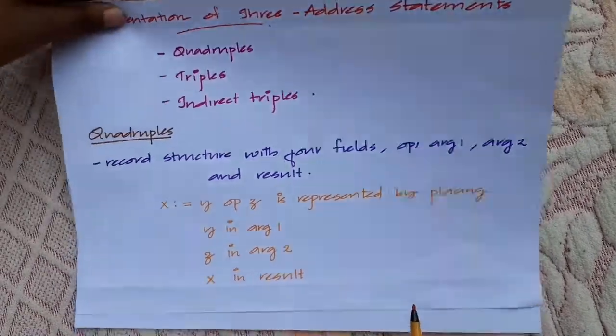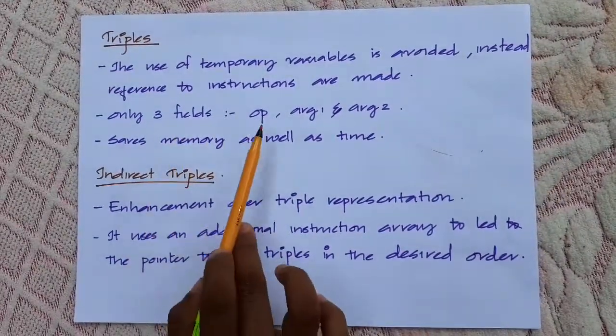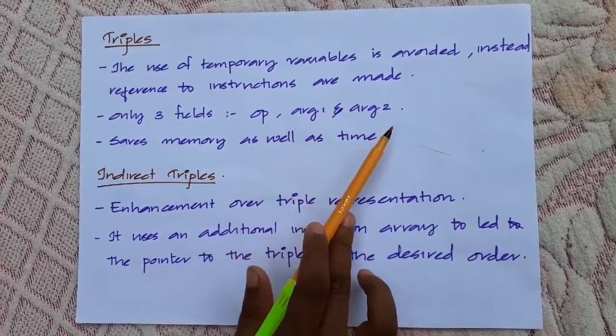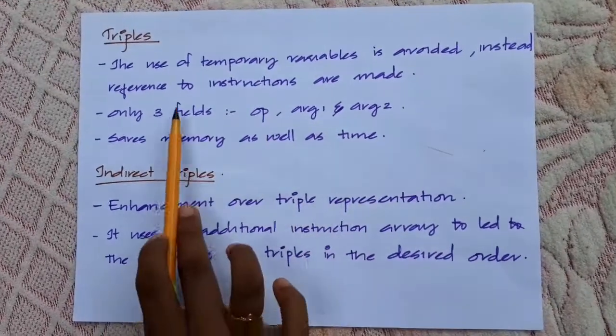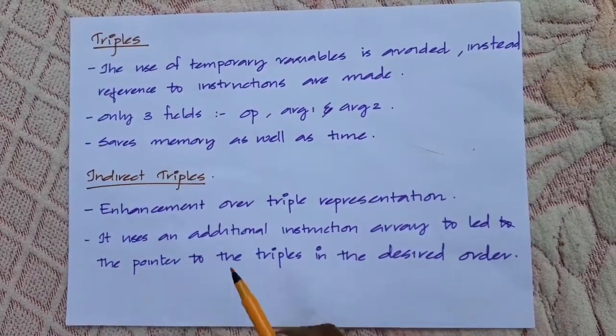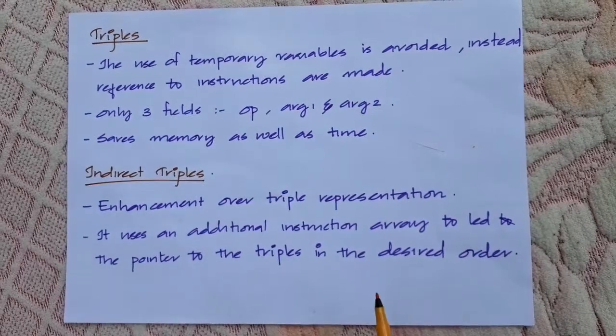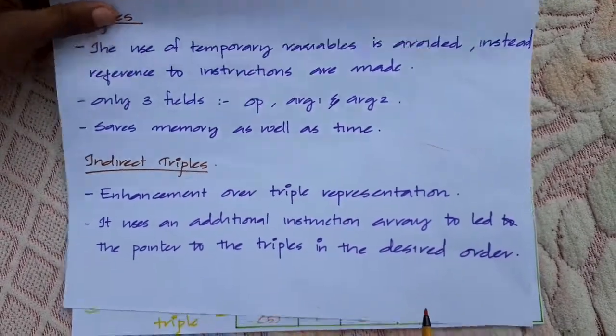In the case of triples, there are three fields: operator, argument 1 and argument 2, and the result field is removed here. We make use of references to the instructions in the case of triples. In the case of indirect triples we use some additional instruction arrays, and I will make it clear for you through an example.